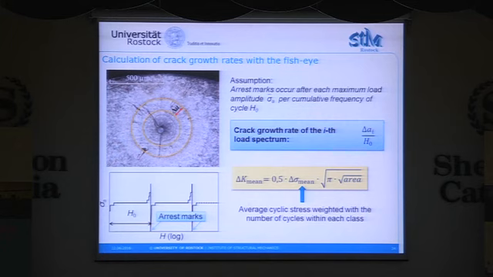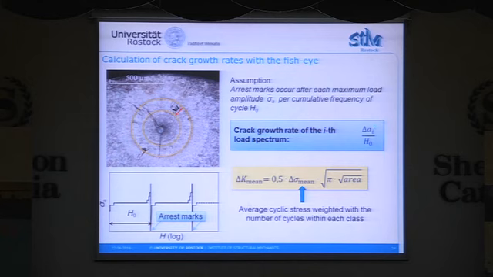So we have the following assumption: that we can calculate the mean value of the fatigue crack growth rate by using the difference between the arrest marks, and this arrest mark exists after one sequence of this variable amplitude loading. So we have a mean value of the crack growth increment divided by the number of cycles.